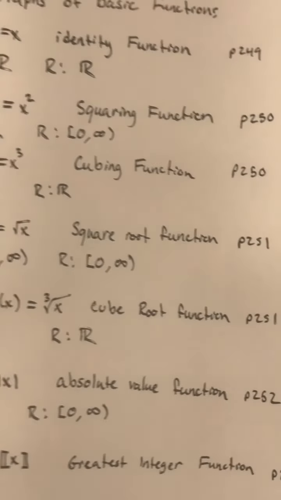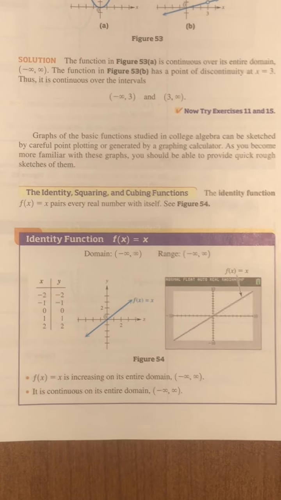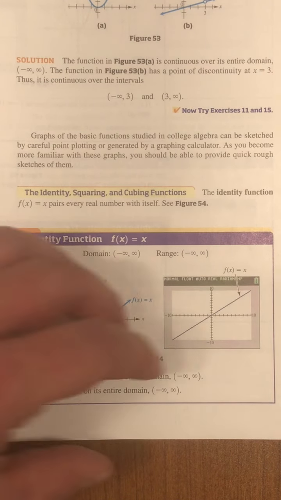This is the identity function, and that's f of x equals x, which is just a linear function with slope of 1 and intercept of 0. That means if you choose an x value, you get the same y value. The domain and range are both all real numbers, and as we can easily tell from the graph, it's increasing on the entire domain, and there are no discontinuities.